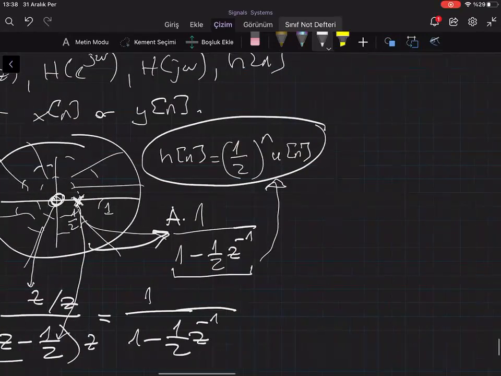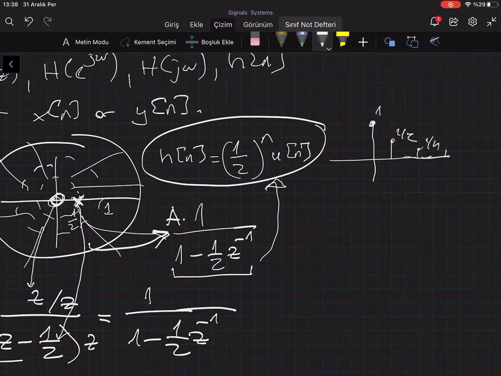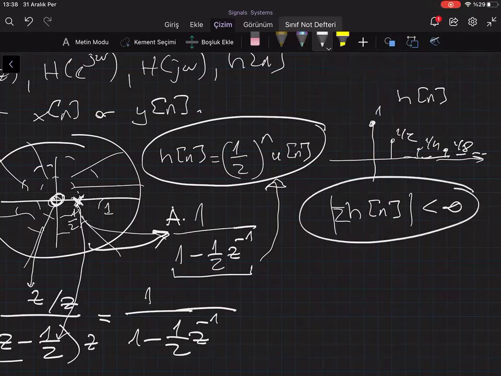Is this a stable thing? n is 0, it is 1. n is 1, it is 1/2. n is 2, it is 1/4. n is 3, it is 1/8, and so on. Is this a stable system? What was the condition for stability? The summation should be less than infinity, right? Do we remember, arkadaşlar? Stability condition.